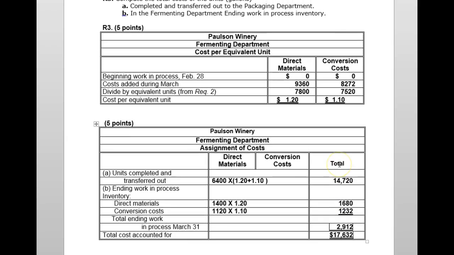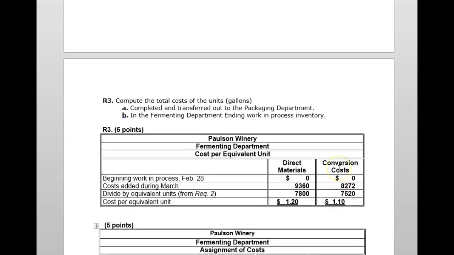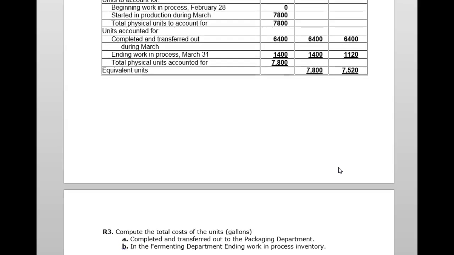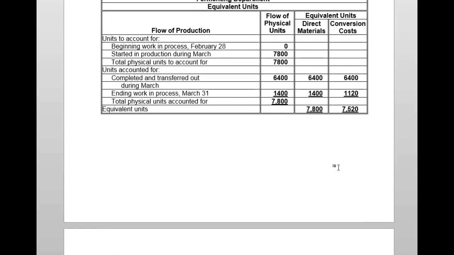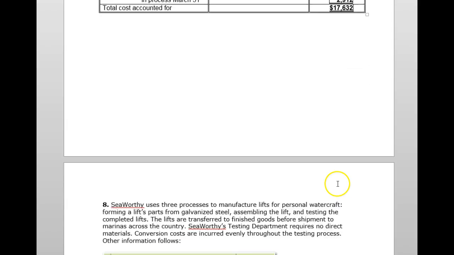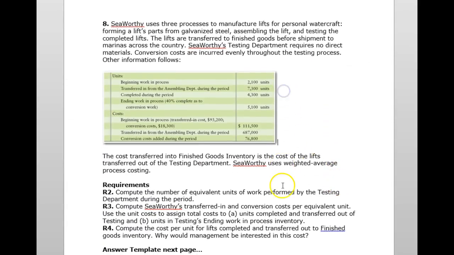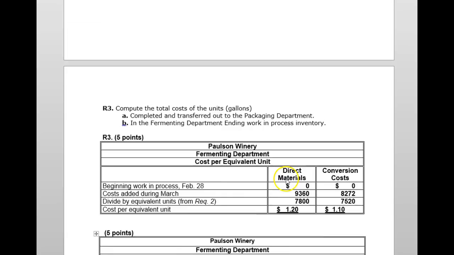Now I want you to take this whole process and use it to complete Seaworthy. Also redo Paulson's Winery.